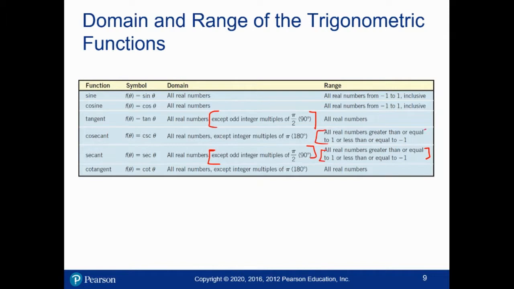Cosecant also has the range everything outside plus or minus 1, but its domain is everything except whole numbers times pi. Cotangent has that same domain, except whole numbers times pi, but now its range is all real numbers.